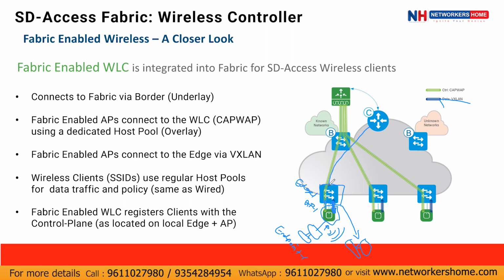It will go to the control plane, to see if the destination is connected anywhere here, or is inside the known network, or it doesn't identify it and wants to go to the internet. That decision will be taken later, but you need to understand that it will behave the same as it is in wired. And the fabric enabled wireless controller registers clients with the control plane as well.